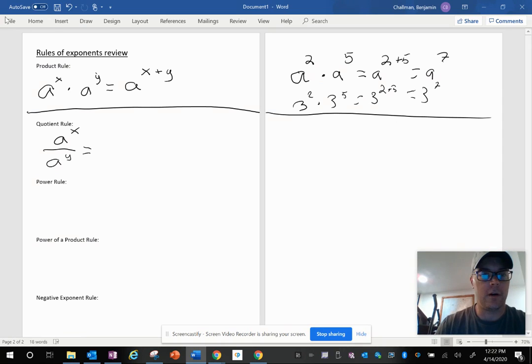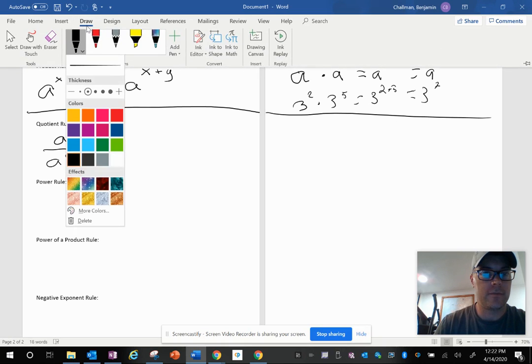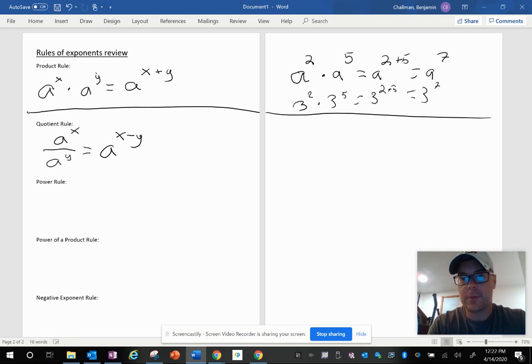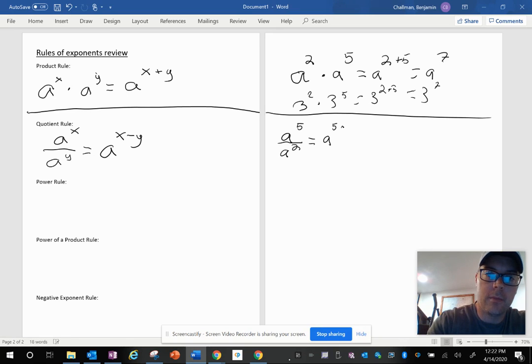a to the x minus y. Okay, I'm going to use the same numbers up here. I'm going to switch them around though so I don't get a negative exponent. So we're going to go a to the fifth divided by a to the second power. That should equal a to the 5 minus 2. Sorry, that's a minus sign. And that should equal a to the third power.